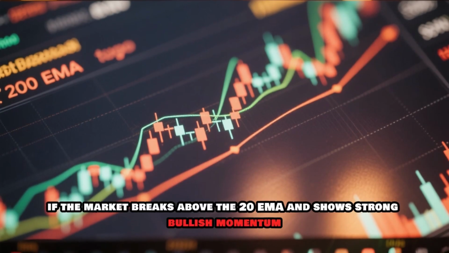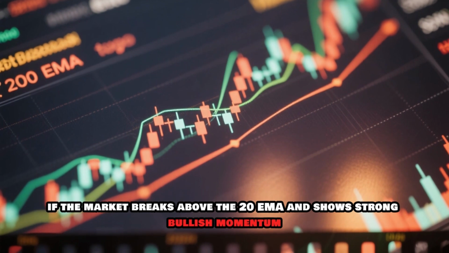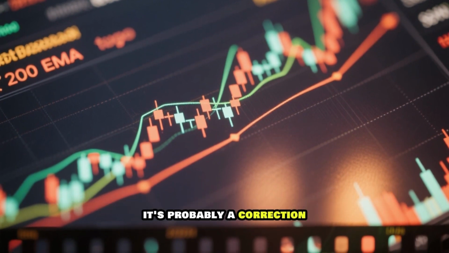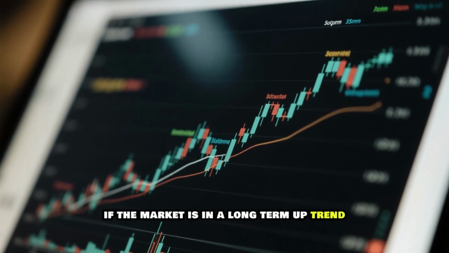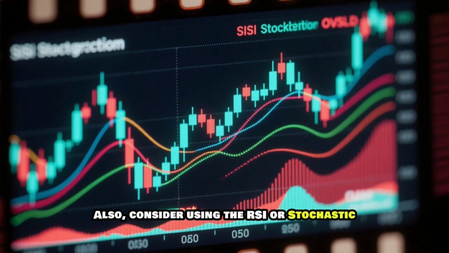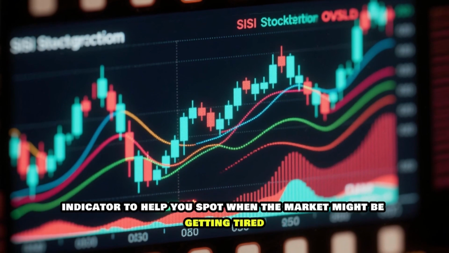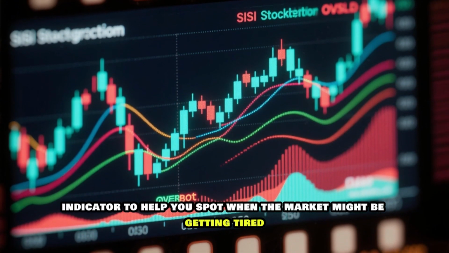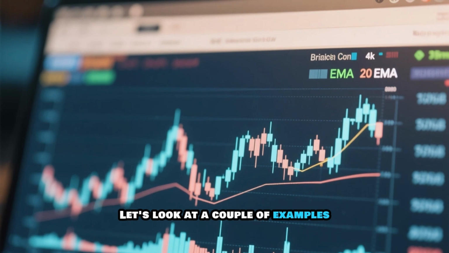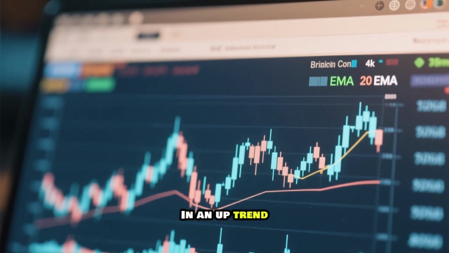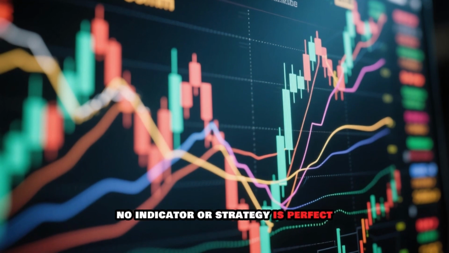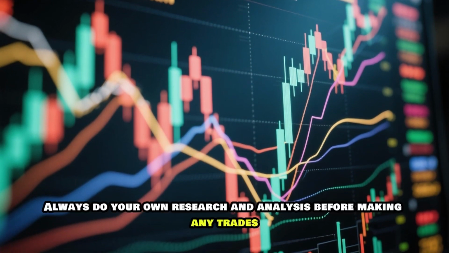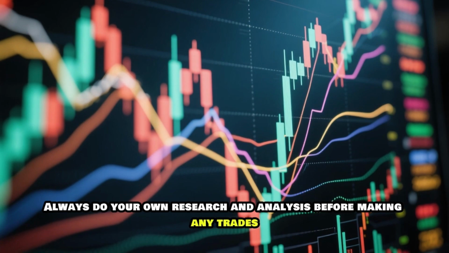During an uptrend, if the market breaks above the 20 EMA and shows strong bullish momentum, it's probably a correction. For instance, if the market is in a long-term uptrend, also consider using the RSI or stochastic indicator to help you spot when the market might be getting tired. Let's look at a couple of examples. In an uptrend, if the market breaks above the 20 EMA. But remember, no indicator or strategy is perfect. Always do your own research and analysis before making any trades.